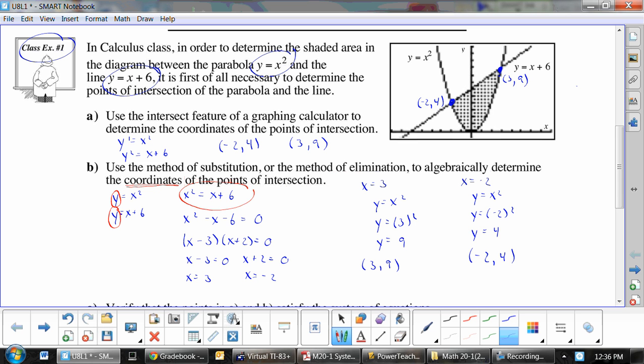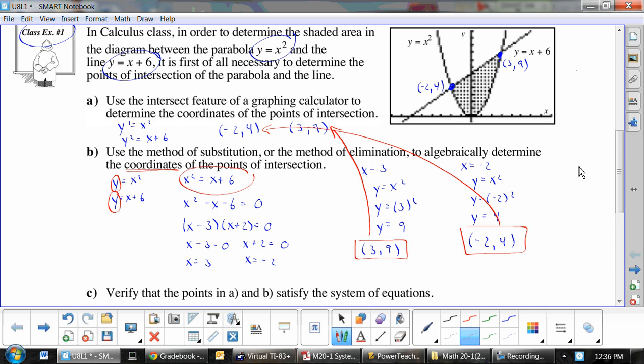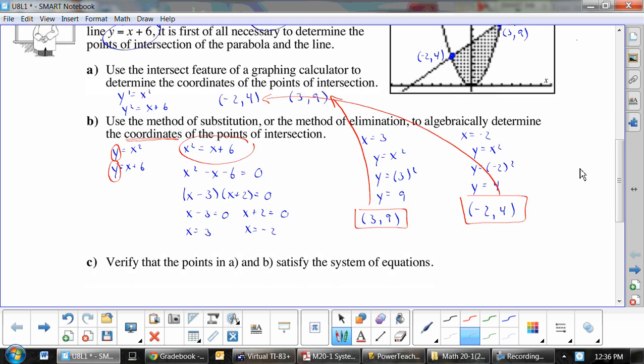Absolutely. Okay, so here's our two coordinates, and it's awesome because they match what we found in our graphing calculator. So this is a way you can check your work. If the question is to do it algebraically, if you have time, do it graphically as well, and you should get the same answers. Okay.